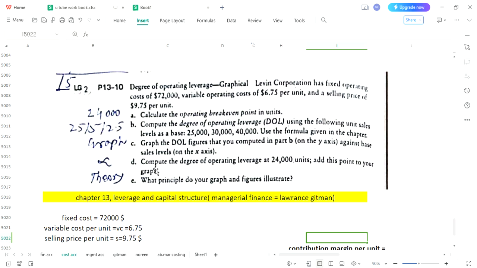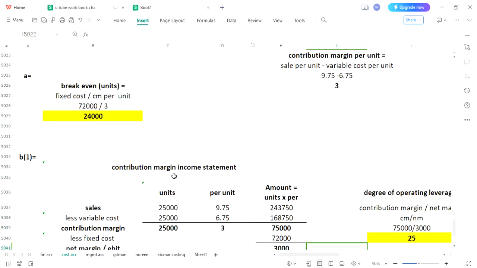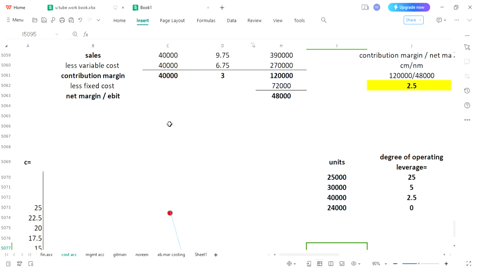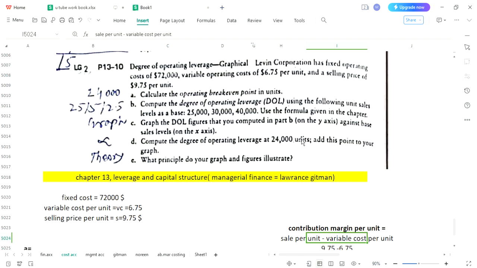In D part, we have already calculated the operating leverage for 24,000 and we have added this point to the graph as well. Please note it down. We have added this red point presenting 24,000 and 0. So we have added this point on our graph. E part, what principle do your graph and figure illustrate?